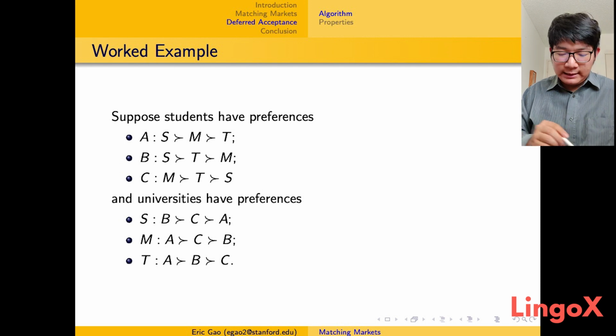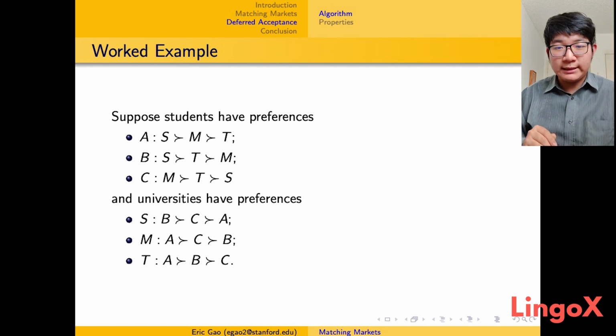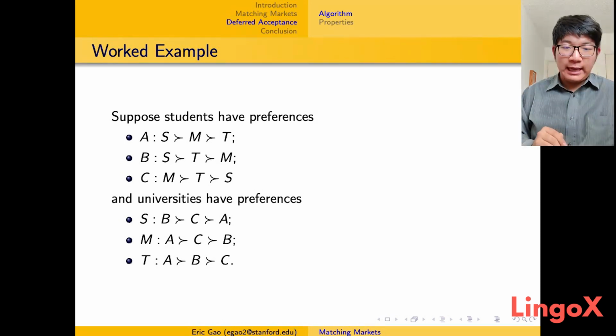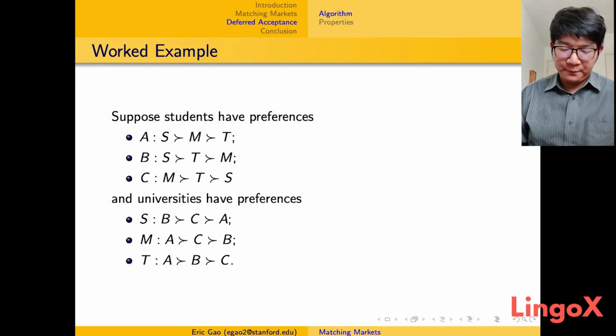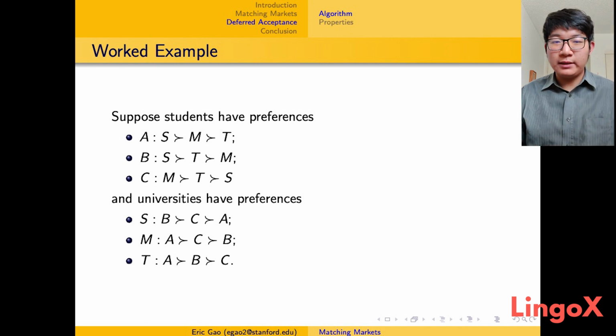And similarly for universities, University S likes B more than C more than A, M likes A more than C more than B, and T likes A more than B more than C. So let's see what happens.